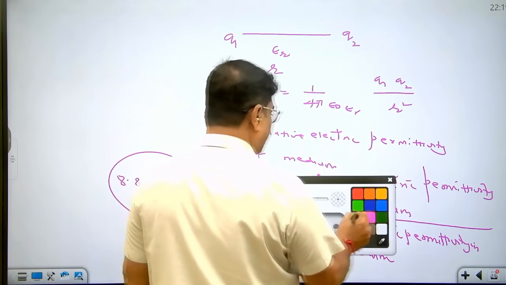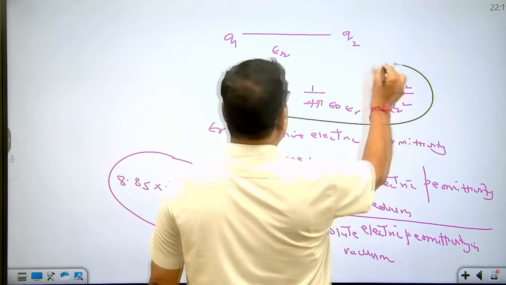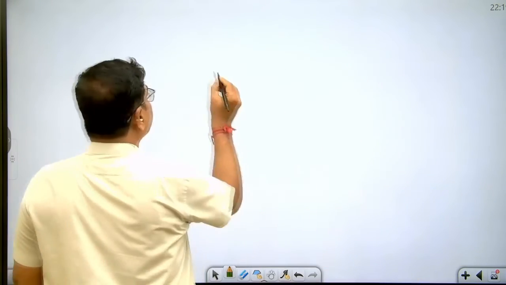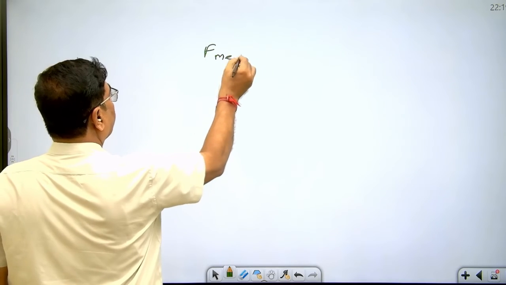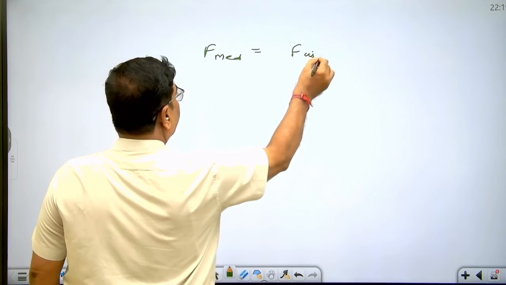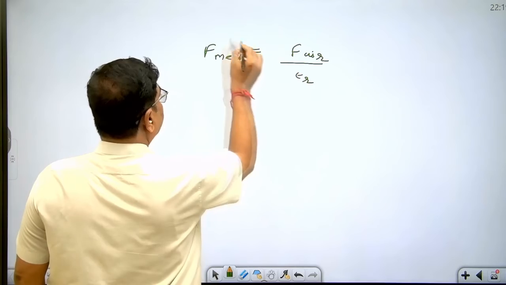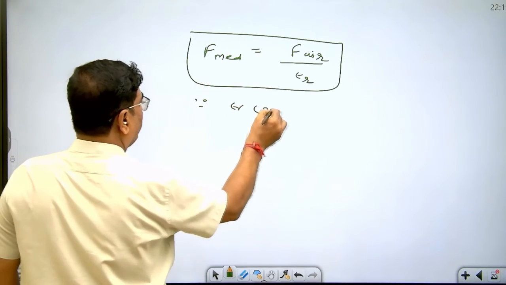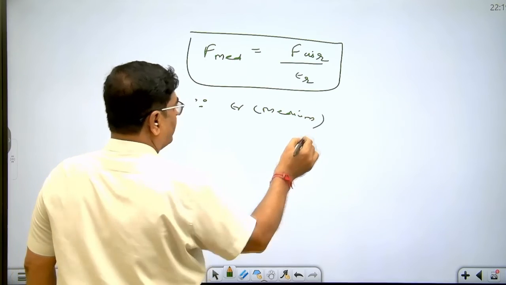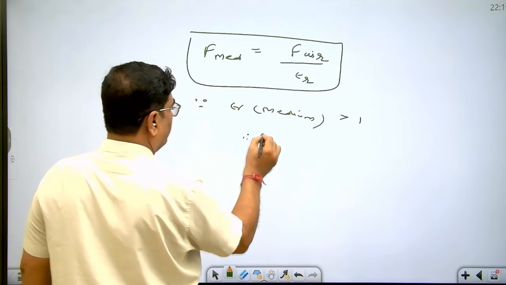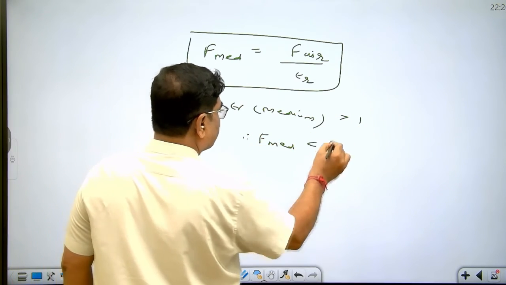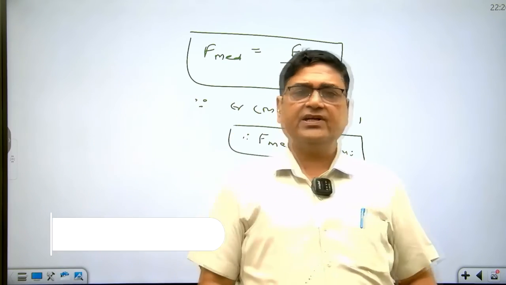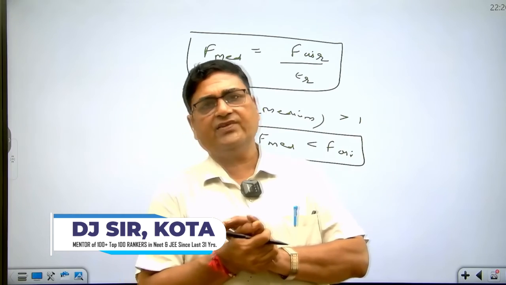If you compare the two equations, F medium and F air, you will come to know F medium equals F air divided by epsilon r. Since the value of epsilon r for any medium is greater than 1, therefore F medium is less than F air. It means in the presence of a medium, electrostatic force decreases.